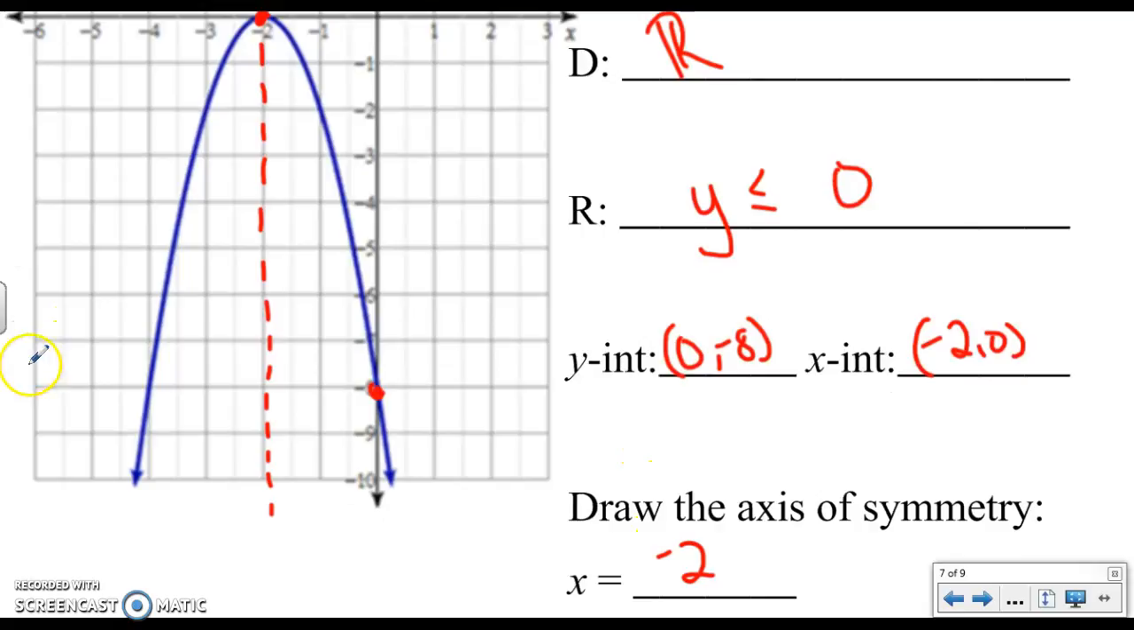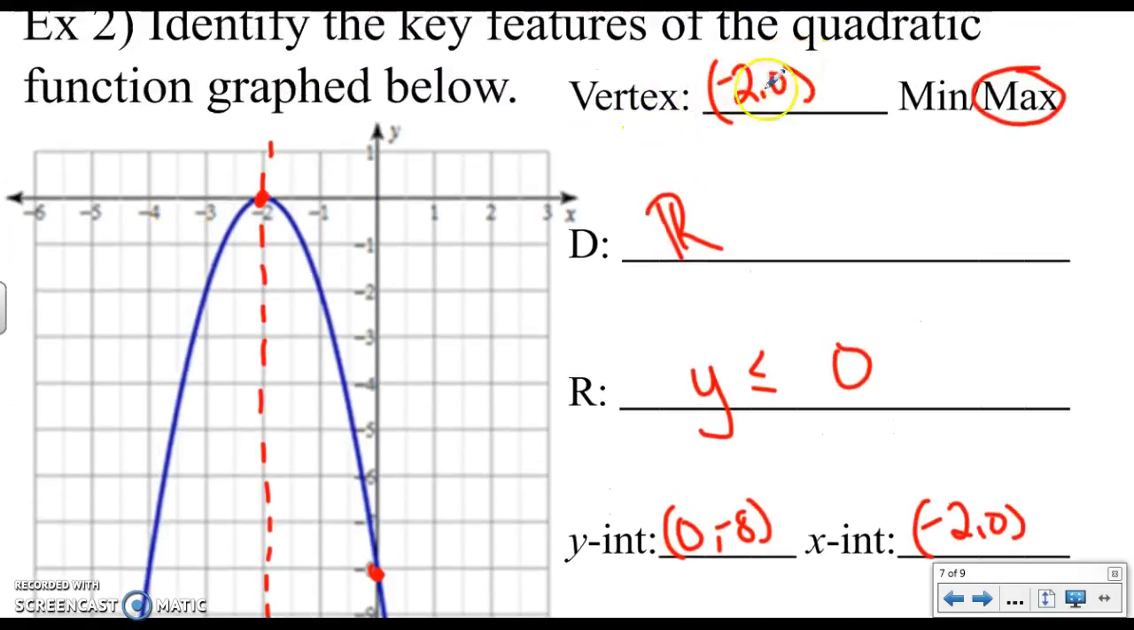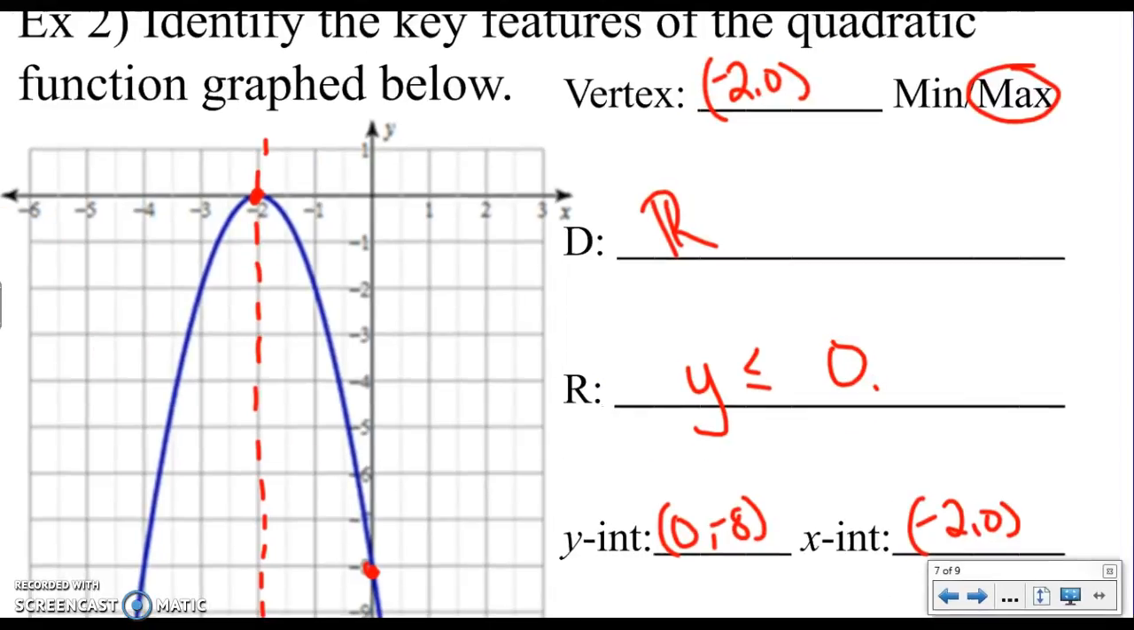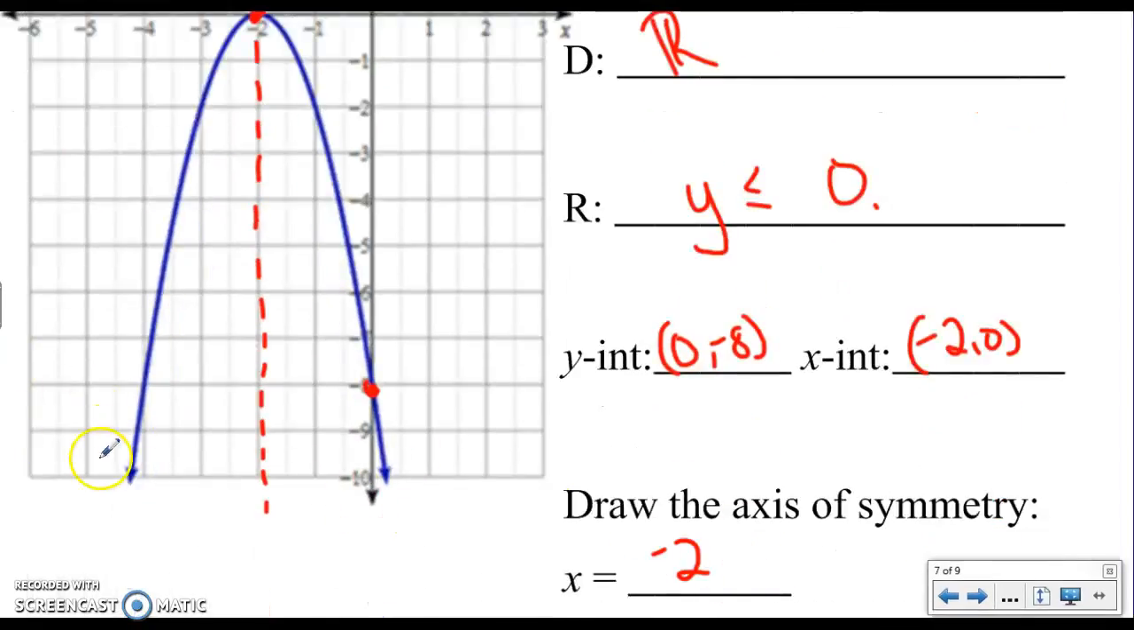To help you out a little bit with this, notice that my axis of symmetry and my range, if I put those together, give me my vertex. So that -2, 0 is my vertex. The 0, the y, goes for my range, and the x goes for my axis of symmetry.